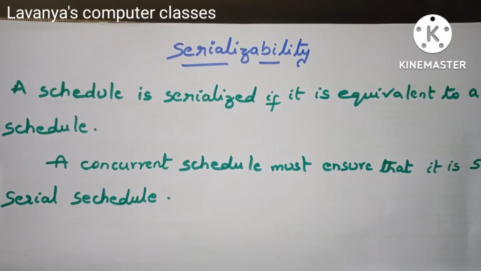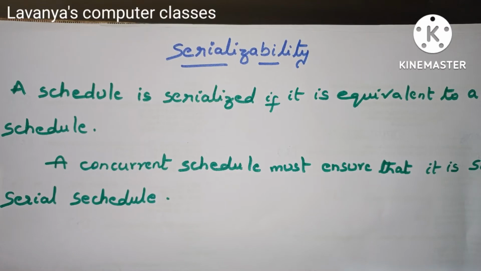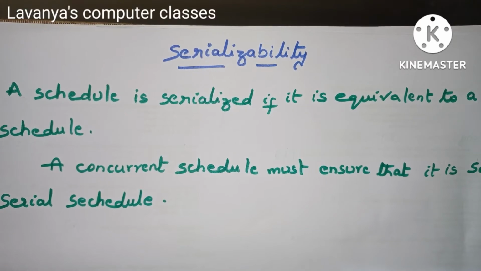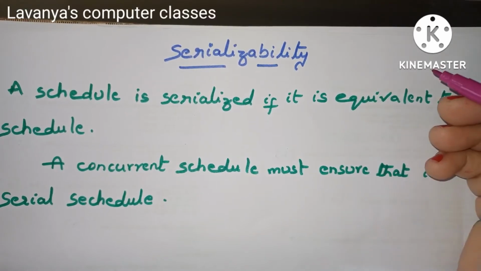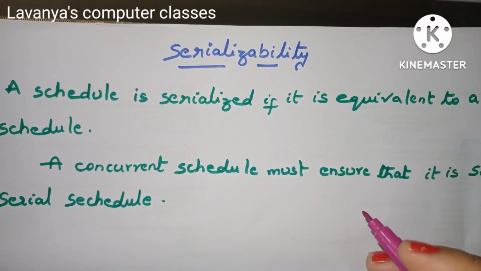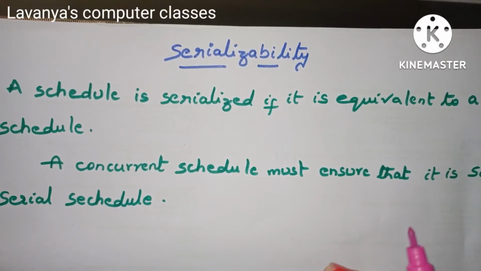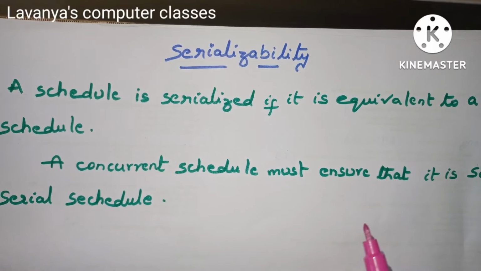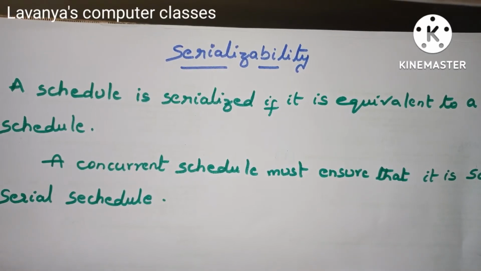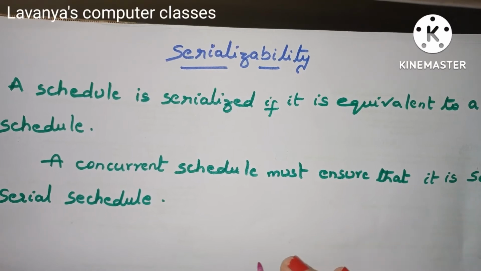Serializability in DBMS. In the previous video, I already covered what scheduling is and the types of scheduling. In scheduling, there are two types: one is parallel scheduling and the second one is serial scheduling. Serial scheduling means transactions are executed one after another. Non-serial execution means transactions are executed simultaneously, concurrently.